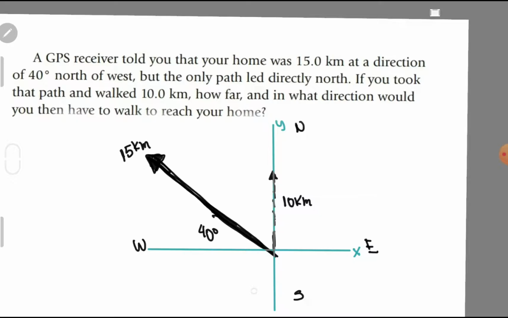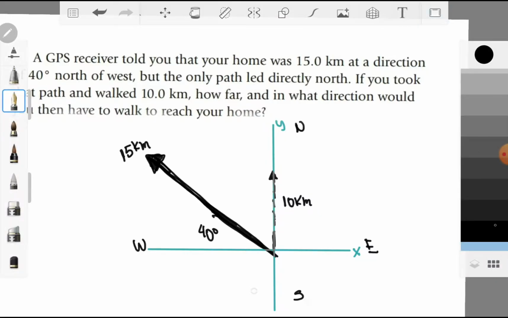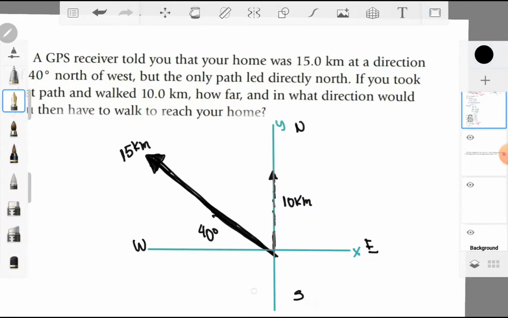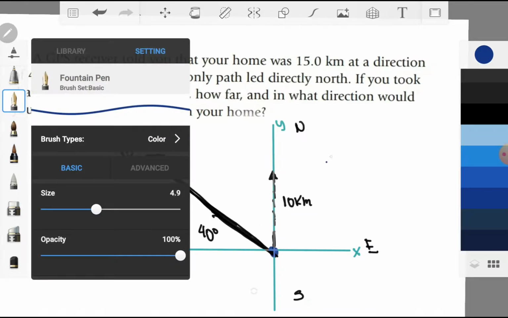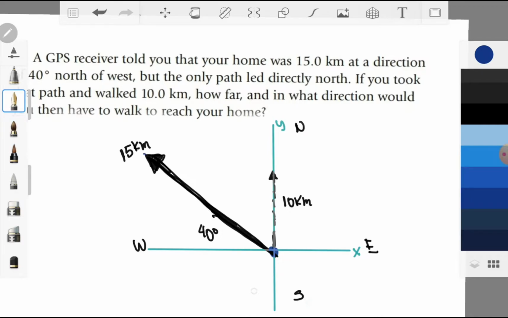So what is your analysis? Take note that at 0, 0, this is your position. And then this is your destination, your home. So this side, this is your home. So how will you solve this one?